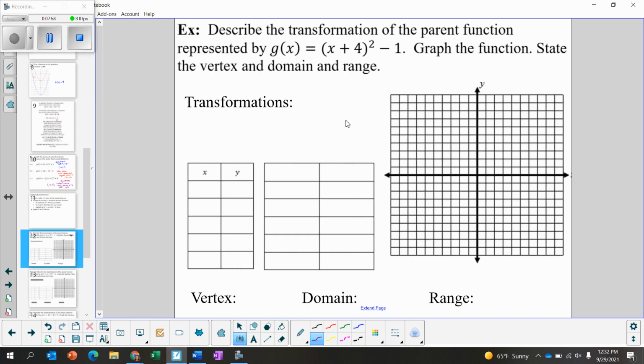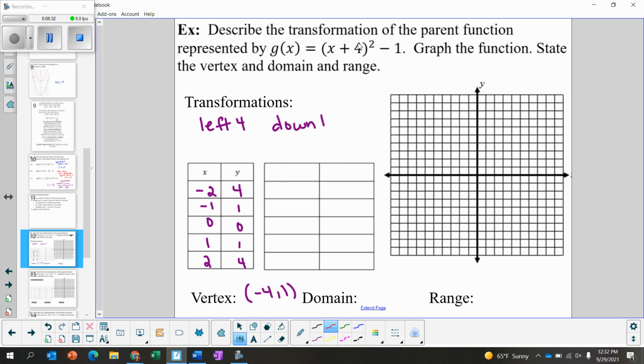All right, so here we have squared. This is a quadratic, which means for my parent function, I'm going to have 4, 1, 0, 1, 4. We got those from the do now that we did. So the transformations that are occurring, the +4 in here really means left 4, and the -1 really means down 1, which means our vertex should be -4, -1. We're going to check that at the end after we've graphed it.